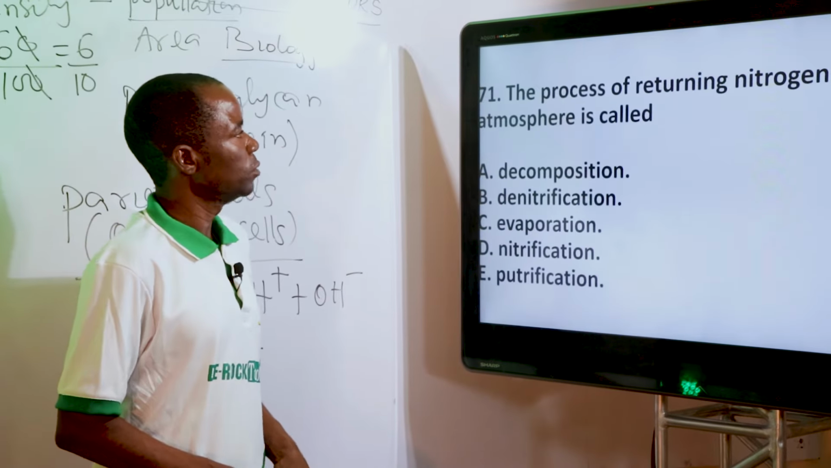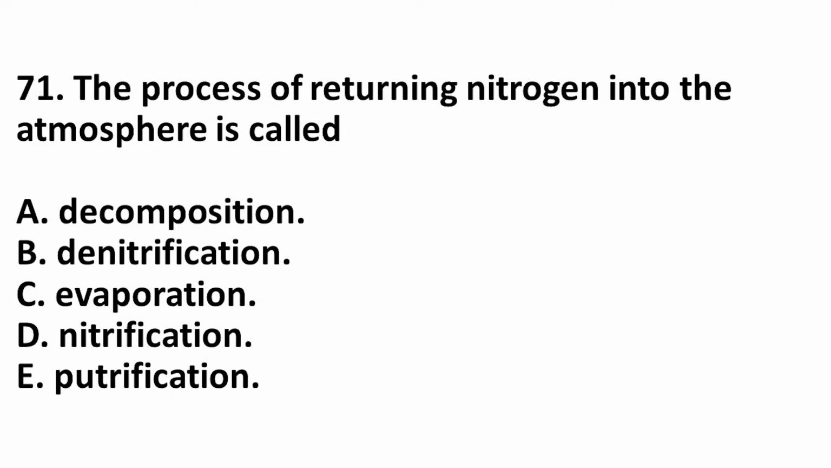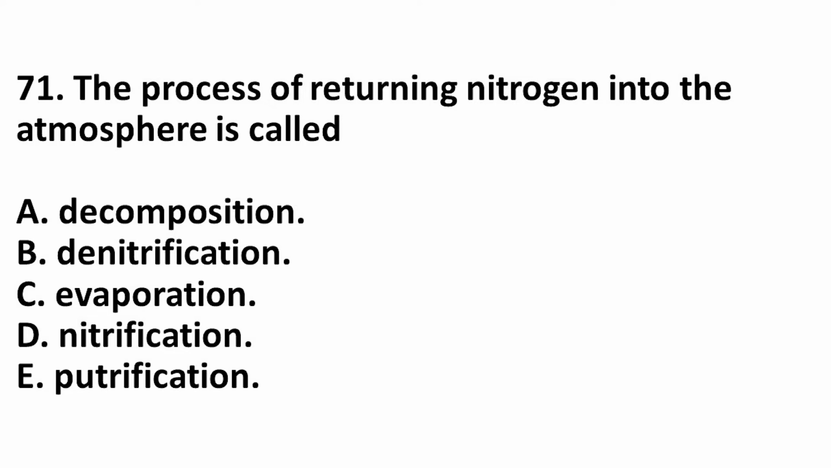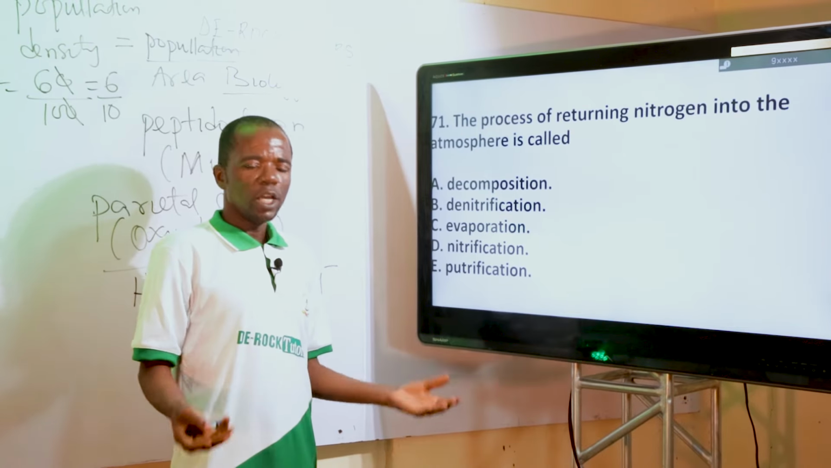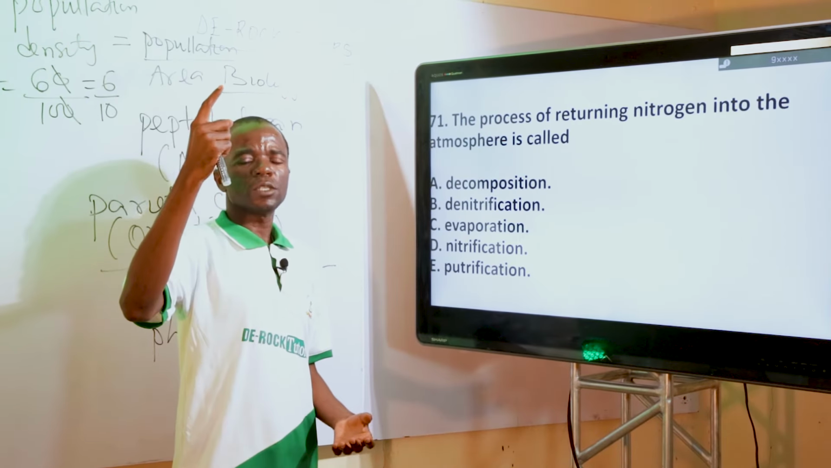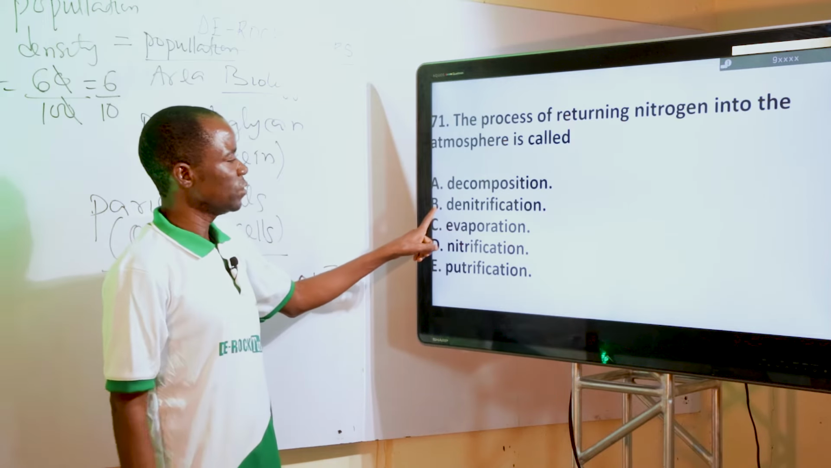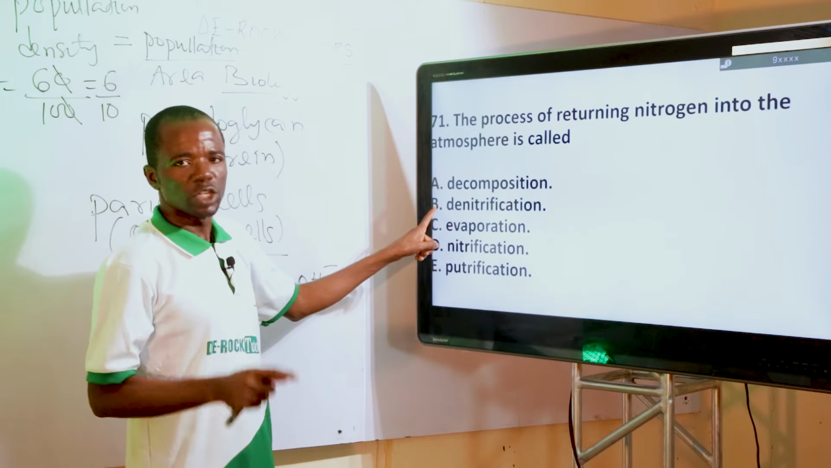Let's go to number 71. The process of returning nitrogen into the atmosphere is called that. Remember, one of the ways in which nitrogen is lost from the soil is denitrification. Denitrification is a process whereby gaseous nitrogen is escaping to the atmosphere. So the correct answer for number 71 is B, denitrification.